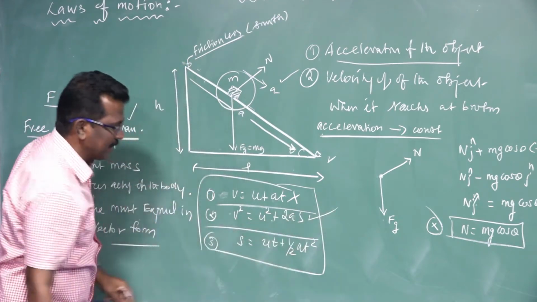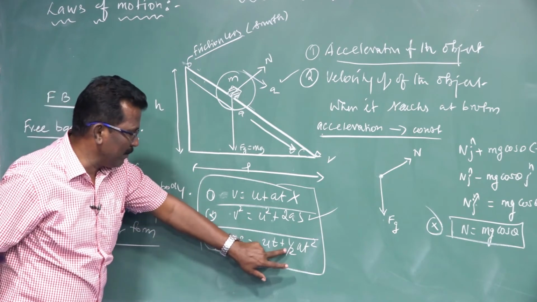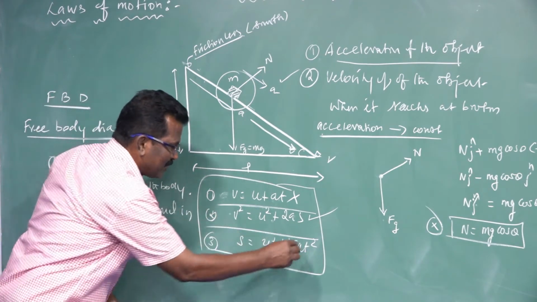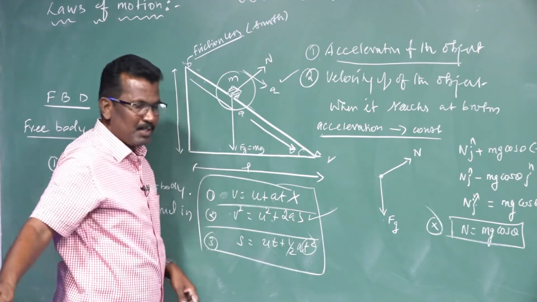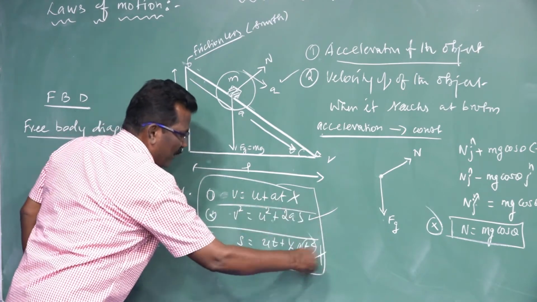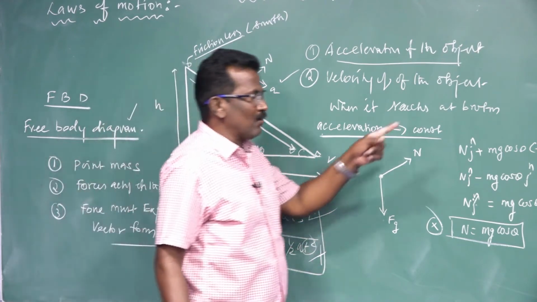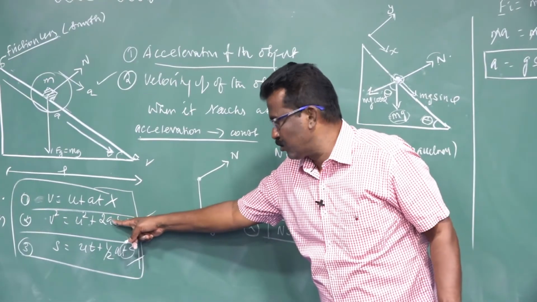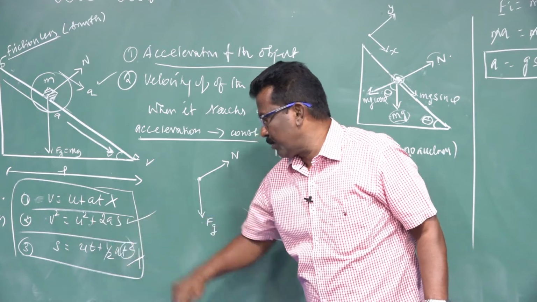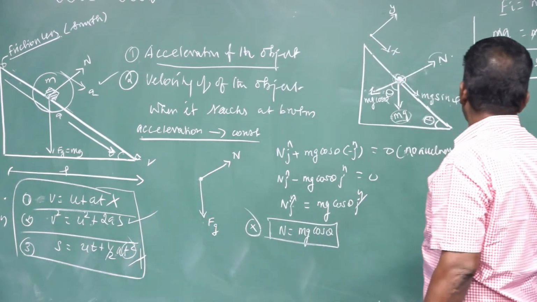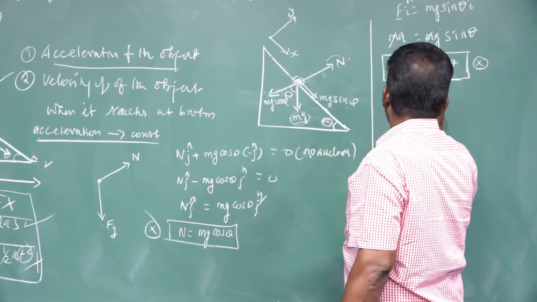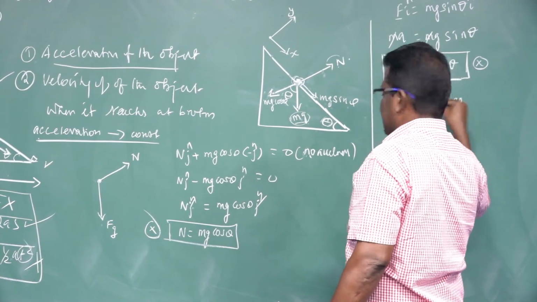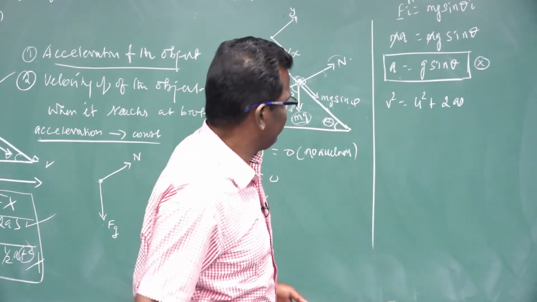And the third one is s equals ut plus half at square. Here the time factor also comes. So these two formulas are not suitable to calculate the velocity of the body, and the second one is suitable. So v square is equal to u square plus 2as to calculate the velocity.